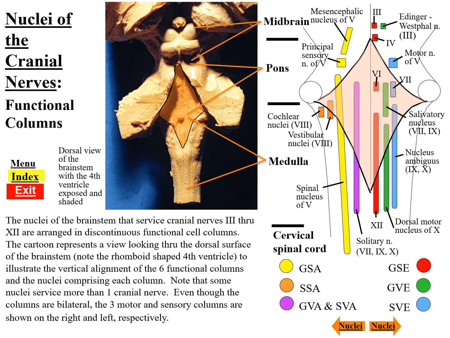Here the cranial nerve nuclear columns are depicted in a cartoon looking through the dorsal aspect of the brainstem. For clarity, the sensory columns are shown on the right and the motor columns on the left, although in reality they are all bilaterally found in the brainstem. Note which cranial nerves are related to each column, and that some of the cranial nerves are related to multiple columns.